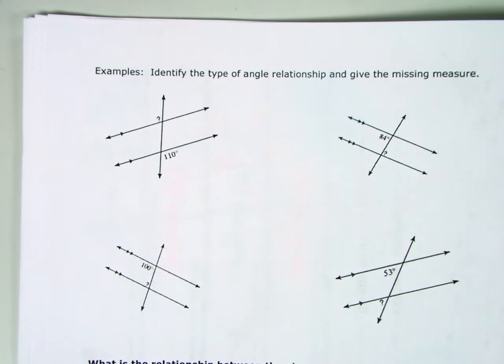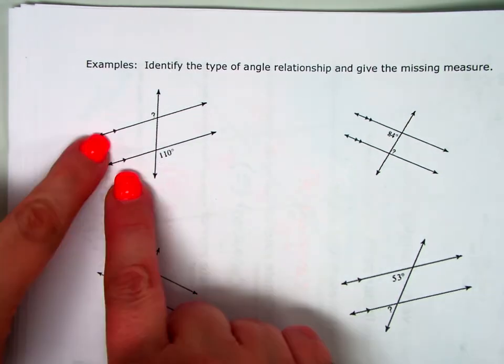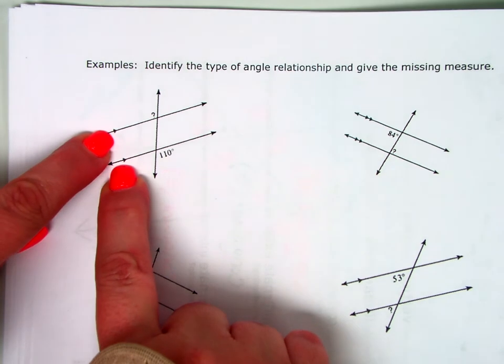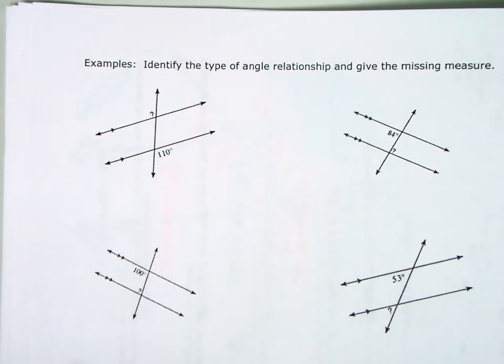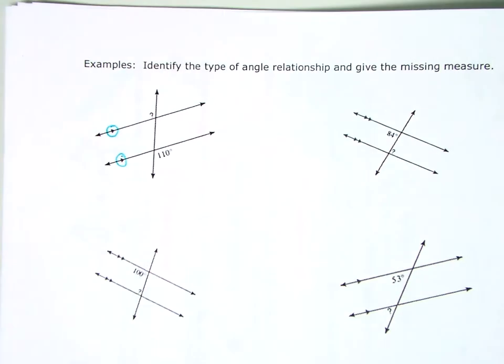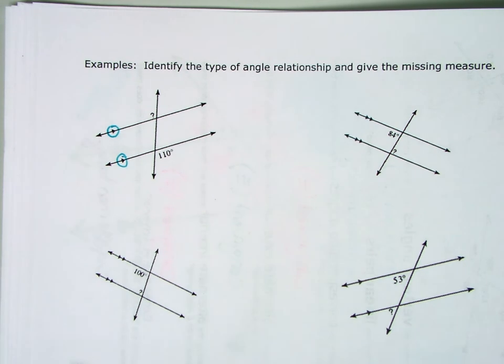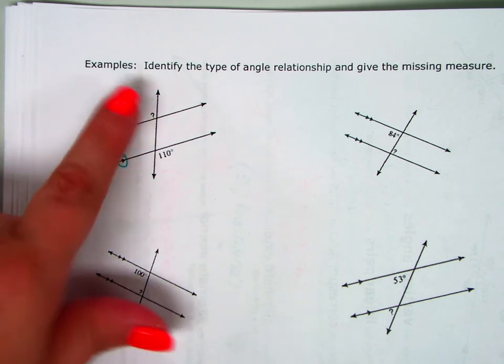First thing, you can only apply what you just learned if the two lines that are being crossed are what? Parallel. So if your two lines are not parallel, then there's no relationship, because that other line moving and not being parallel makes those angles no longer have a relationship with the other intersection. Okay? So the two lines have to be parallel for all of those properties to hold true.